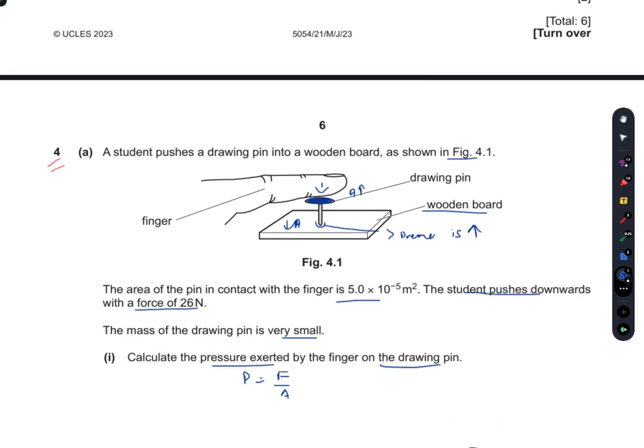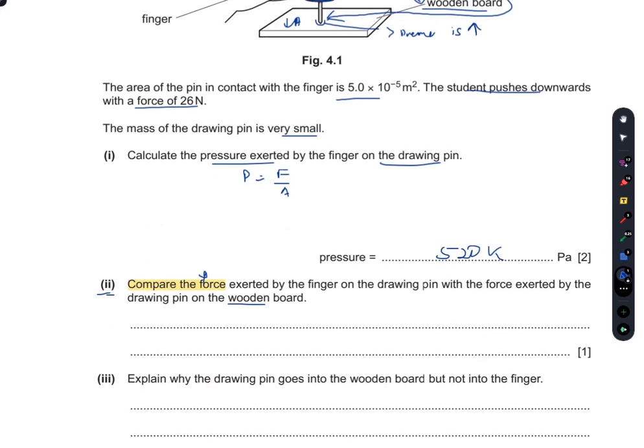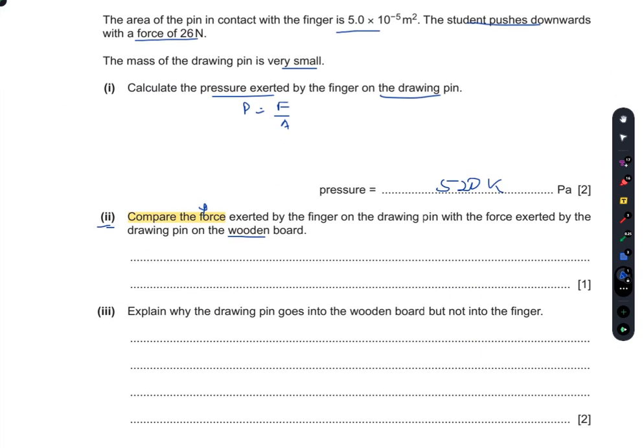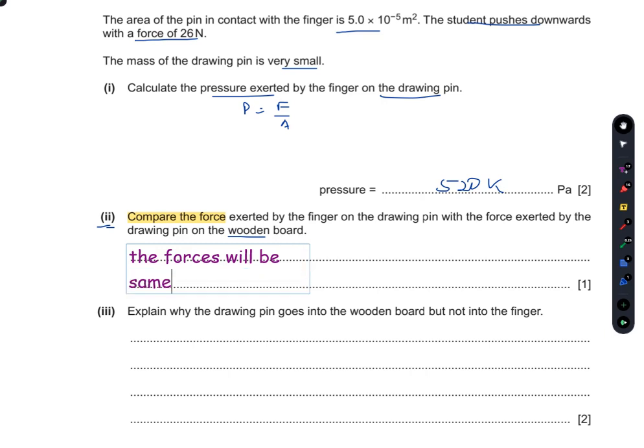So the force will definitely remain the same. There is not any resistance here. The force which the finger applies on the drawing pin will be carried as the force which the drawing pin applies on the wooden board. So that's what you have to do. So the forces exerted by the finger on the drawing pin and by the drawing pin on the wooden board will be the same. That's your answer.